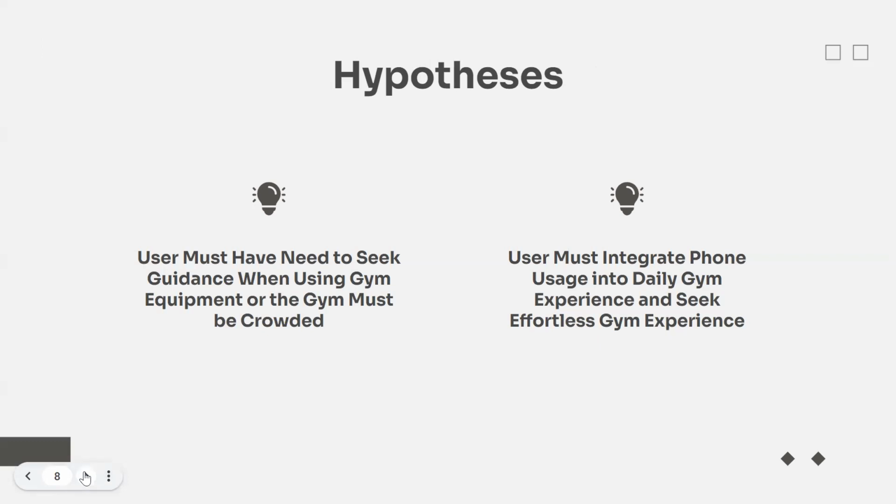I will be discussing the hypothesis. So the goal of our hypothesis is that we have two ideas here that need to be met in order for our service to work. The first idea is that the users must need to seek guidance when using the gym equipment, or the gym must be crowded, which we found out is true.